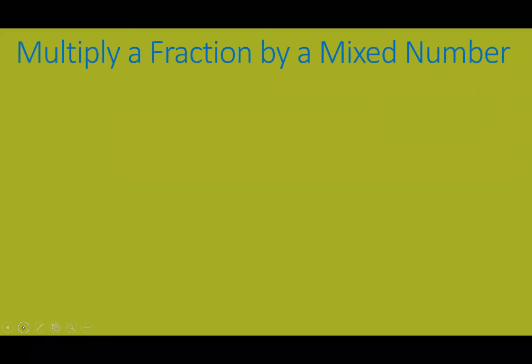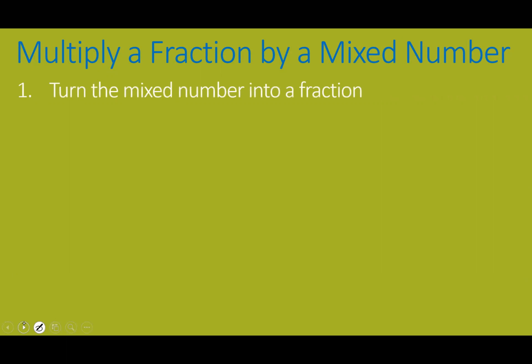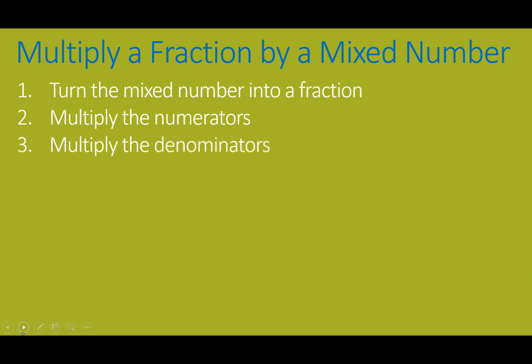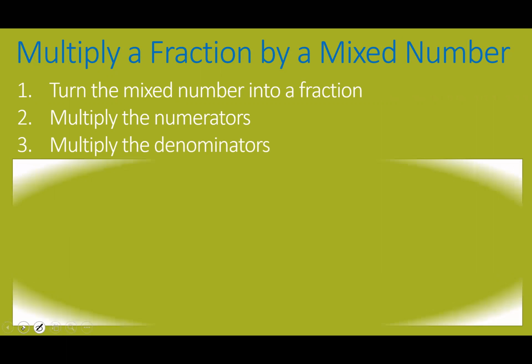Okay, now we're going to multiply a fraction by a mixed number. The first step is to turn the mixed number into a fraction. Just like we did with the whole number, we have to turn it into a fraction. But this time, we've got a whole number and a fraction. That's what a mixed number is. And we're going to turn it into a fraction greater than 1. And then we just multiply the numerators, and we multiply the denominators. That's it.